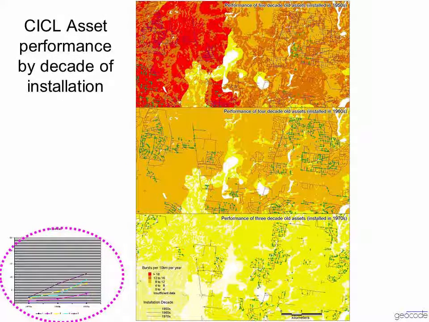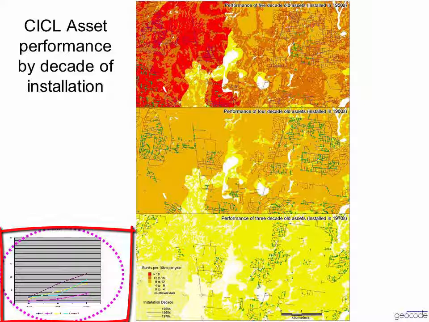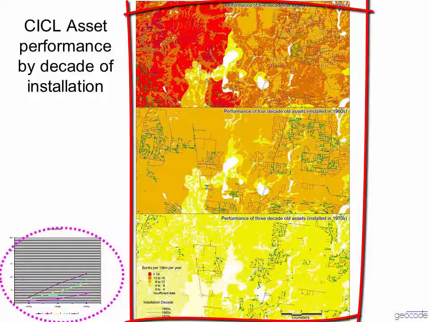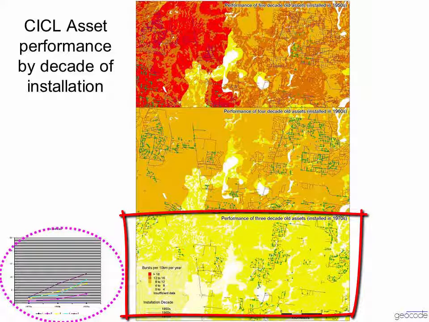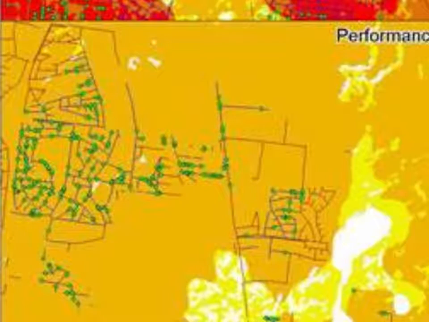So very quickly, I want to show you these three maps that are within one terrain pattern in one area. We're looking at the graph here, mapped here. So decade of installation, we've got 1970s assets here. So once again, the more red the areas, the greater the failure rates. We've got the assets here. We can see these lines, and the failures over the analysis period are shown as green dots.